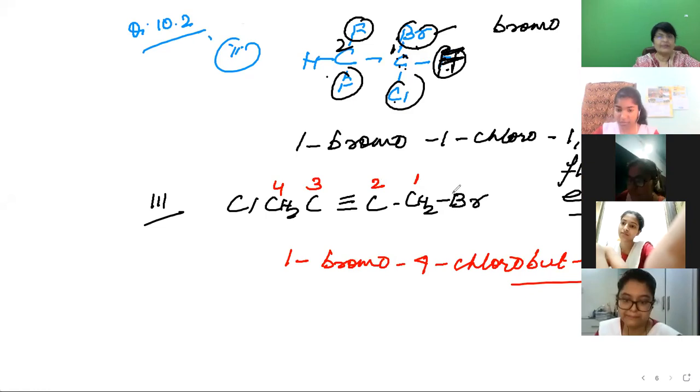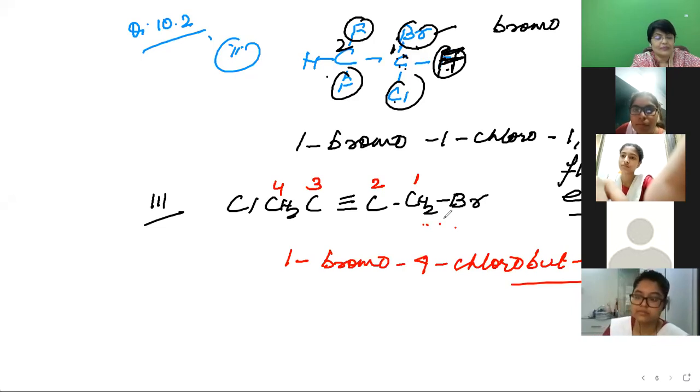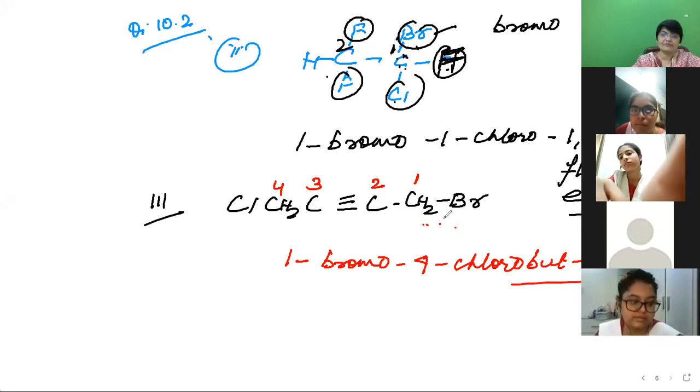Done. Why did you take from this side, children? Please, do you remember? It's alphabetical order. Alphabetical order. When all the substituents are of the same type, no, you need to go alphabetically. That's all.